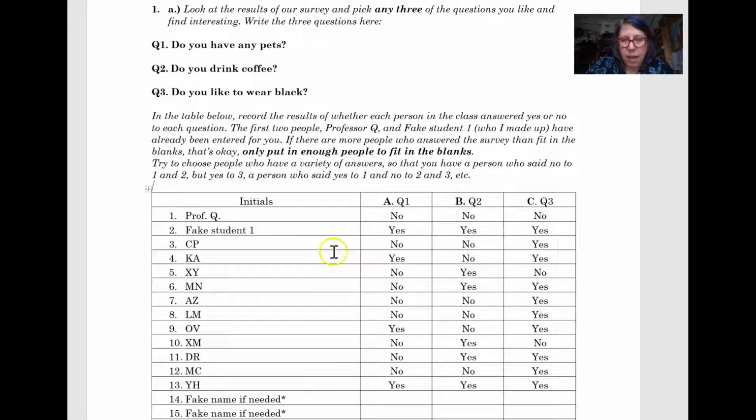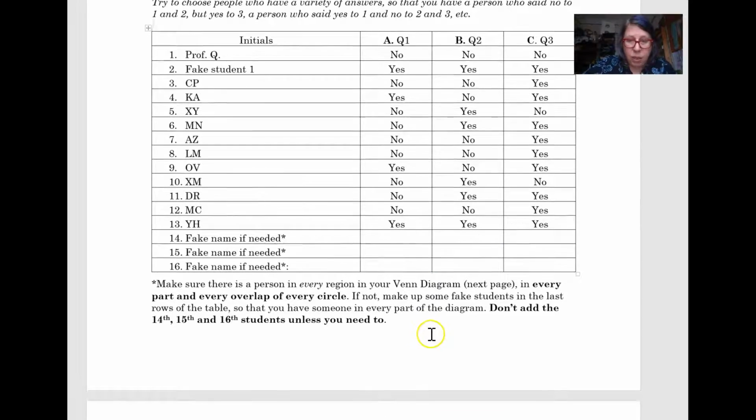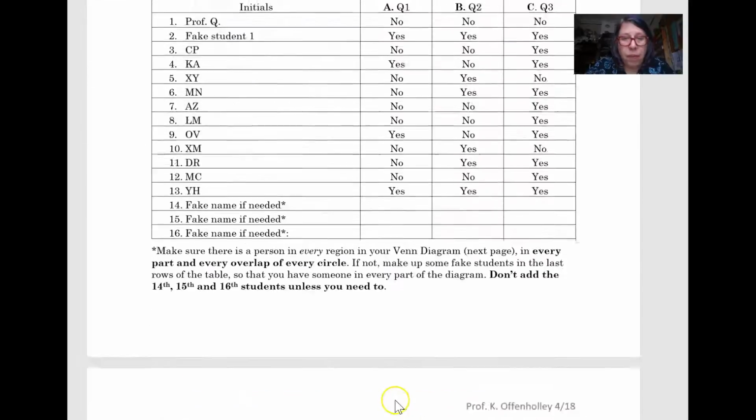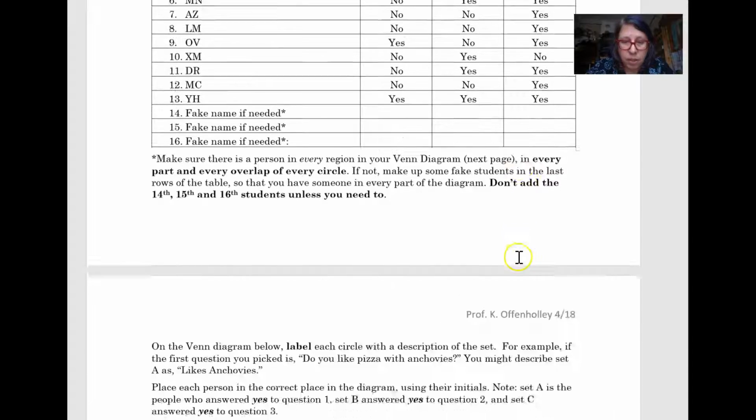So you'll see that I've now filled in all the 13, actually less than 13, because the first 2 were filled in for me, students from the survey that I picked out. So now if I need to, I might have to use these 2 that are fake, but let's go see. So we're going to go to the picture that's on the next page and start filling people in. So the first person I fill in is Professor Q, who said no to all 3 questions.